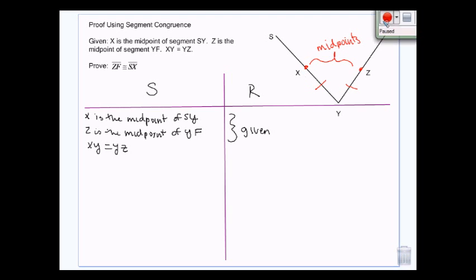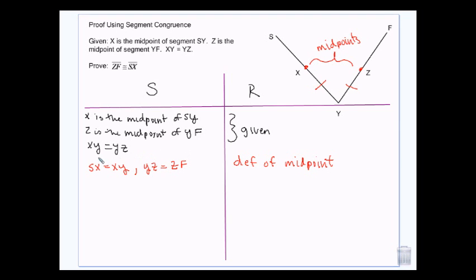As for what it means to be a midpoint, it's in the center, right? So if X is the midpoint of SY, that makes SX equal to XY. And if Z is the midpoint of YF, that makes YZ equal to ZF. So those are the definition of midpoint. Okay.